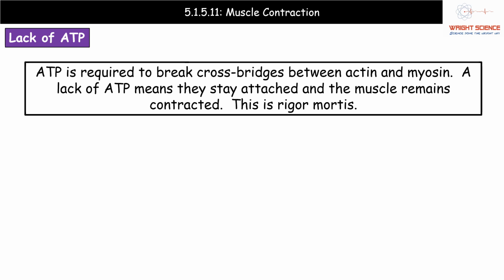So this is what we actually see happening in something like rigor mortis, which occurs after death. We're not making any more ATP, and therefore there comes a point where there's not the ATP to bind to our myosin. As a result, the actin and the myosin remain bound, and therefore the muscles are in a contracted state, hence that stiffness that you get in a dead body for a period of time anyway.